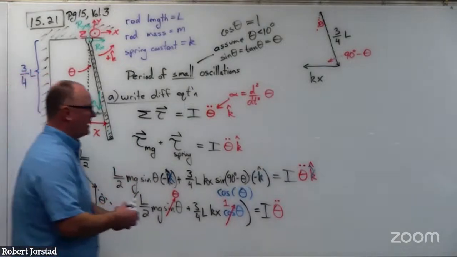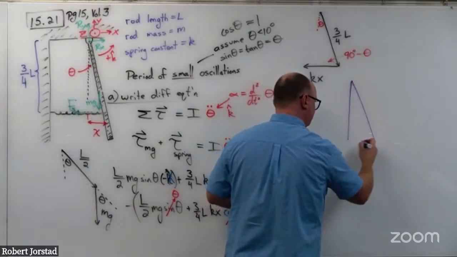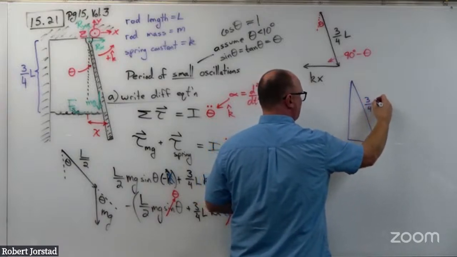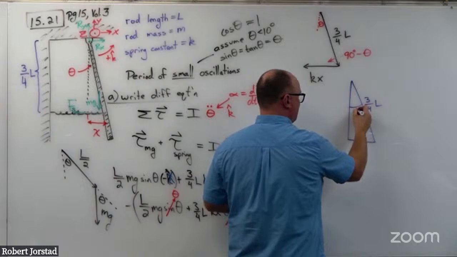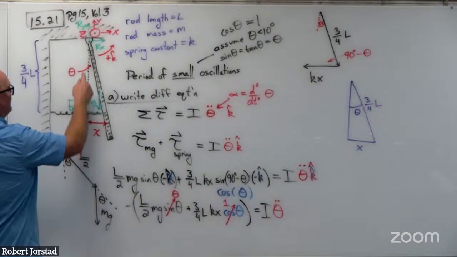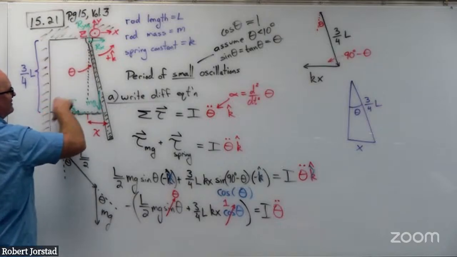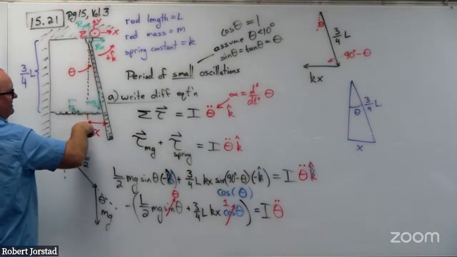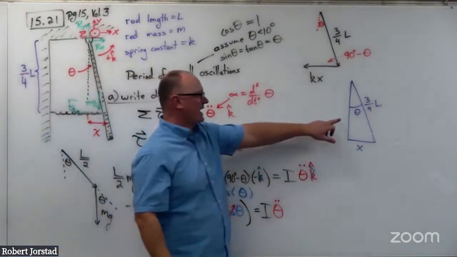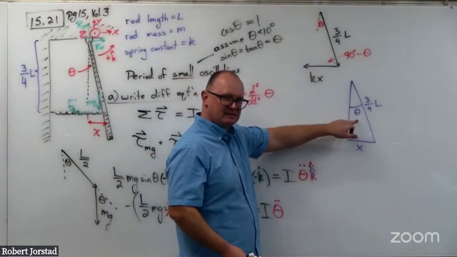Okay, here we go. I've got a triangle here that looks like this. This side was, I believe, 3/4 L, and this was theta, and this is x. Now you might be saying, wait a minute, this distance is 3/4 L. Keep in mind that for a small angle, this side was essentially the same as the hypotenuse. So either way you want to do it, you could have called this side 3/4 L because they're approximately equal if theta is small.